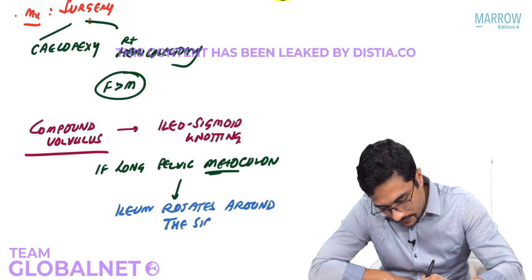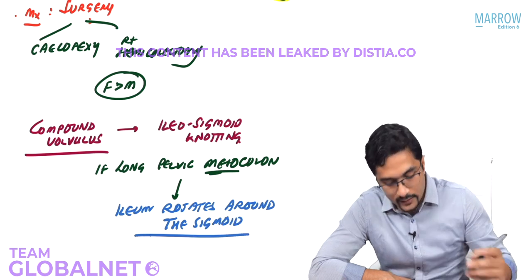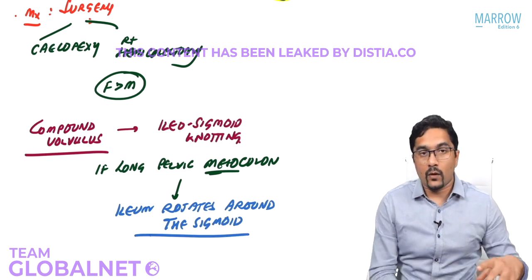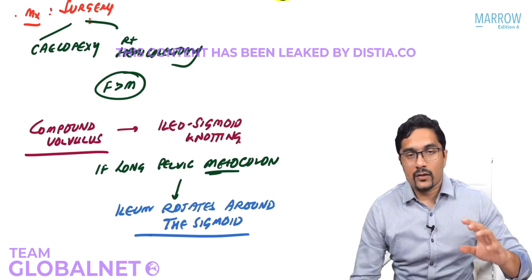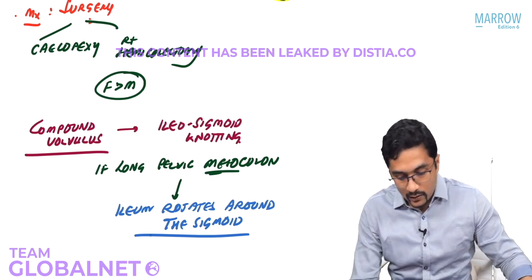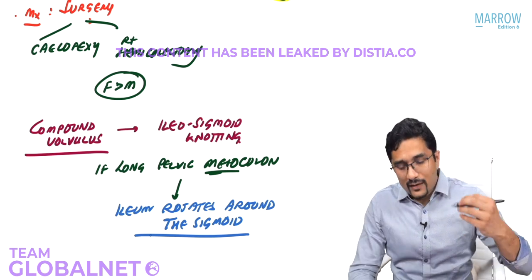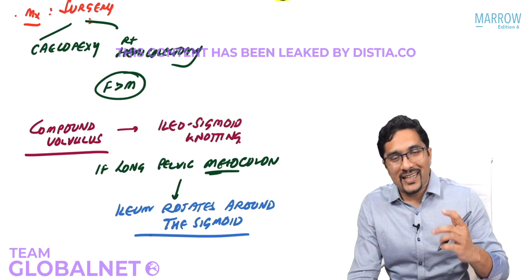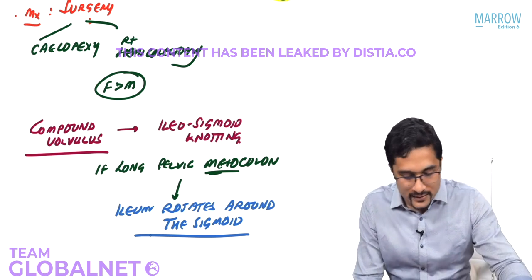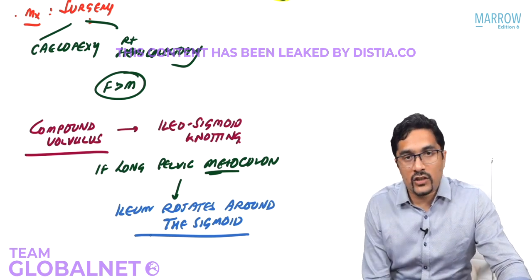It rotates around the sigmoid and gives rise to this knot. Again, this compound volvulus can also be seen if bowel adhesions are there, then also we can see this compound volvulus. Okay. The next cause of dynamic bowel obstruction, we are still talking about dynamic bowel obstruction. The next cause is an intestinal stricture.